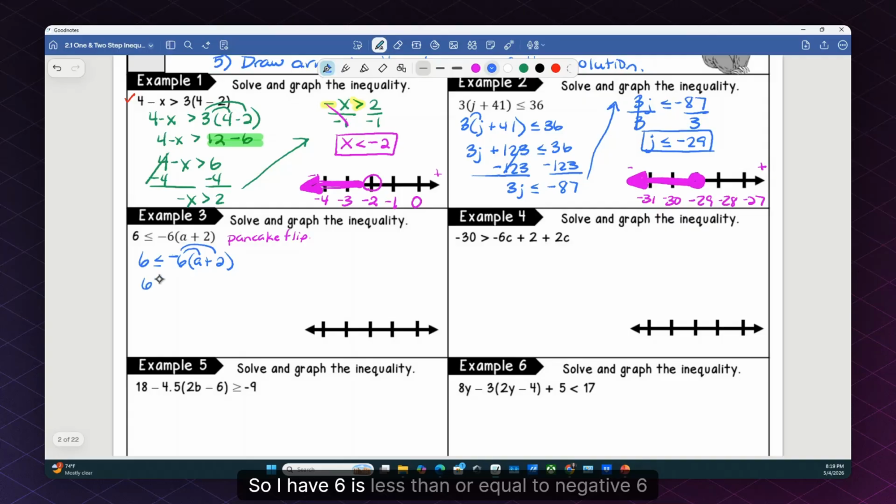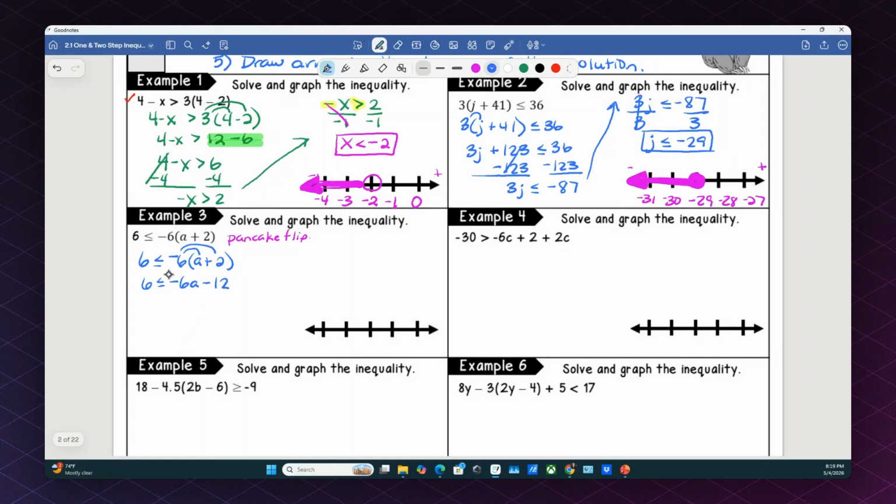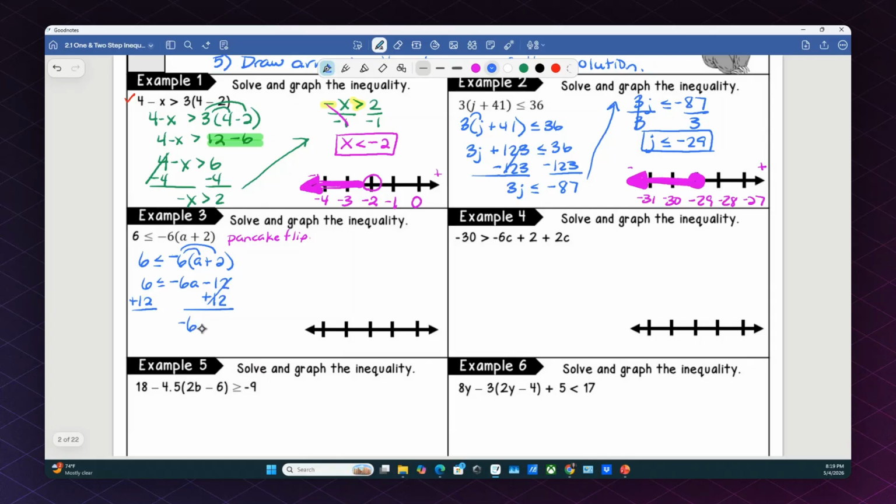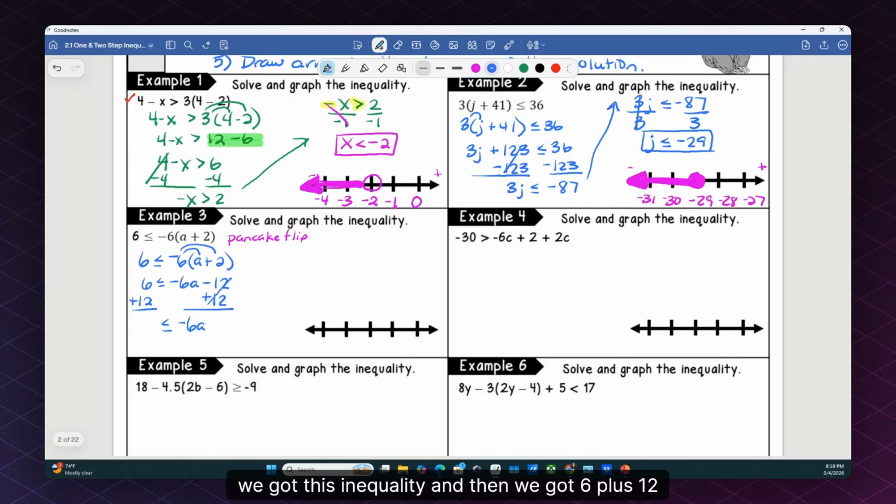Okay, so I see my parentheses, so I know I need to distribute. So I have 6 is less than or equal to negative 6 times a, so negative 6a. Negative 6 times a positive 2 is negative 12. So the next step is I need to get all my numbers without variables over to the side with the 6. So this is minus 12, so I'm going to add 12 to it and add 12 to this side because I'm treating both sides the same. Negative 12 plus 12 cancels out. So I got negative 6a, with this inequality, and then 6 plus 12 is 18.